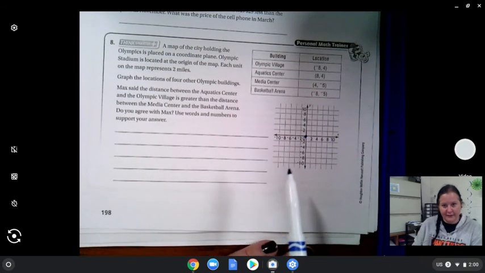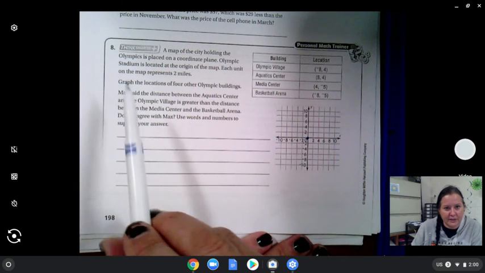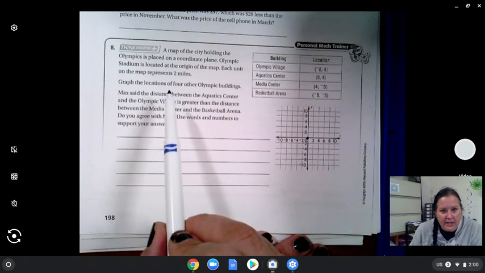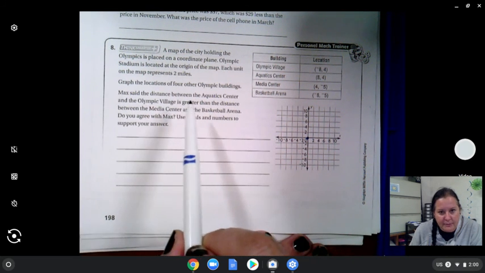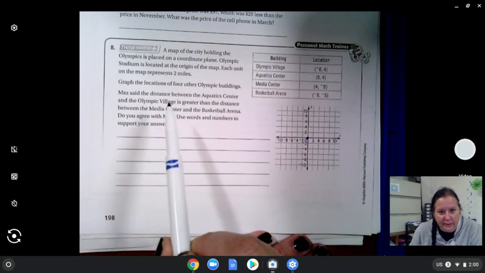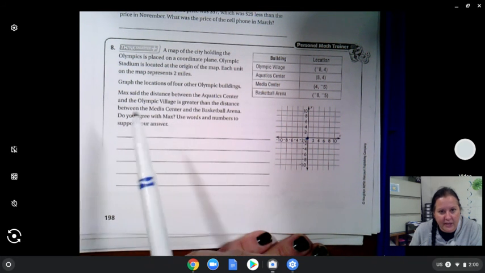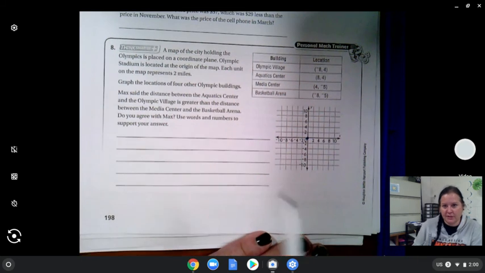Okay, just checking on our last one, make sure that I used units correctly. Graph the location of 4 other Olympic buildings. Max said the distance between the aquatic center and the Olympic Village is greater than the distance between the media center and the basketball arena. Do you agree with him? Use words and numbers to support your answer.